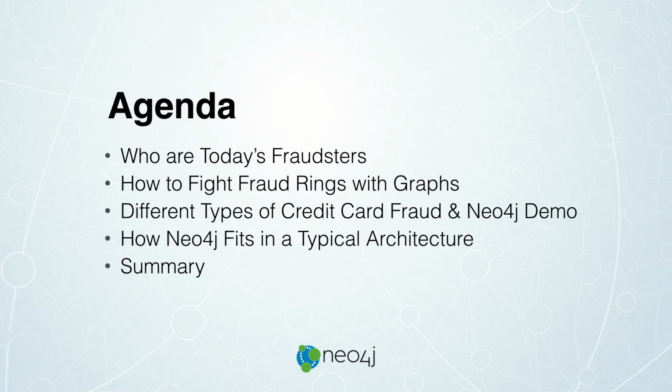We will start off by talking about some of the challenges that exist in the world of fraud detection today. We will discuss fraud rings in particular, and how existing fraud detection systems can be augmented with graph database technology to help prevent such fraud schemes. After that, we will take a deeper dive into a few examples of credit card fraud and also do a demo of Neo4j. We will also go over how Neo4j would fit in a typical fraud detection architecture.